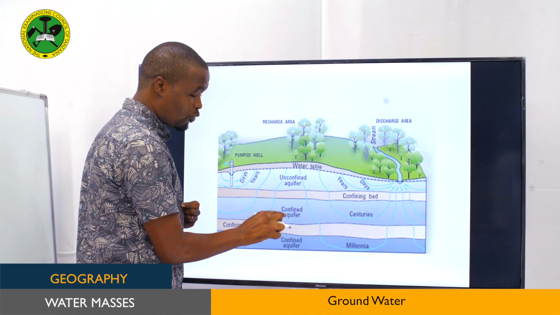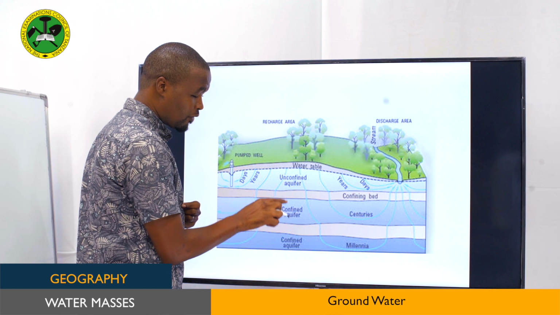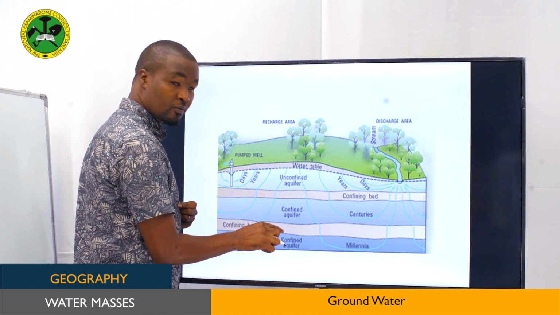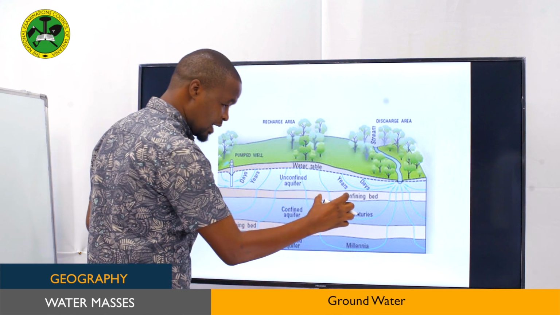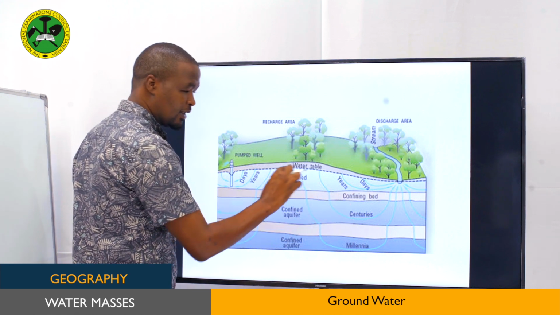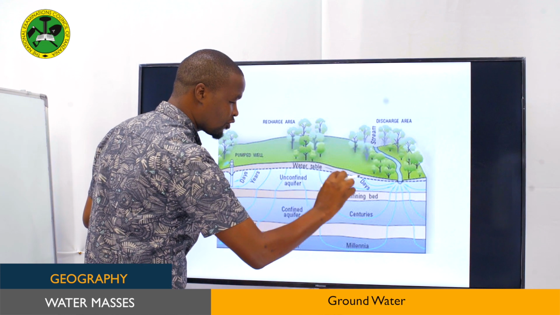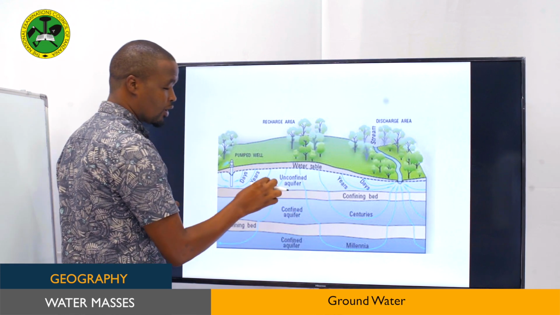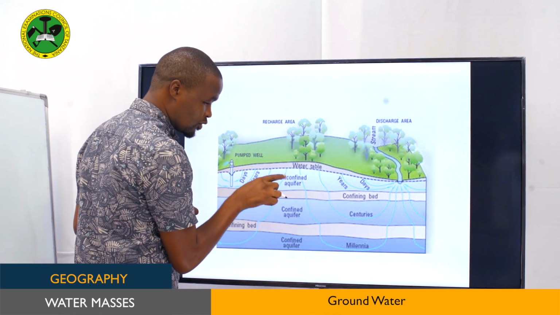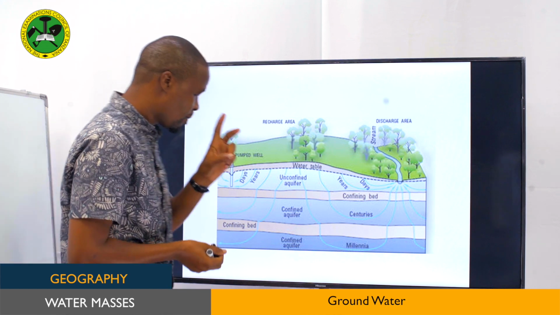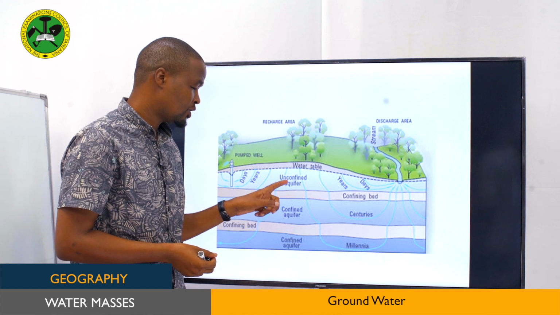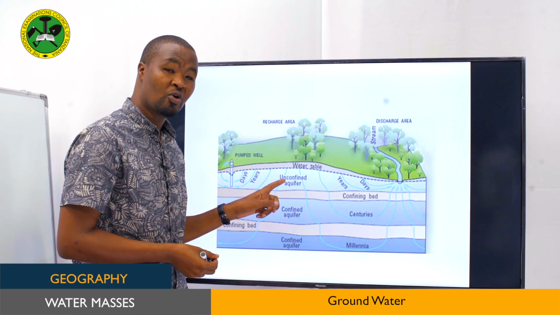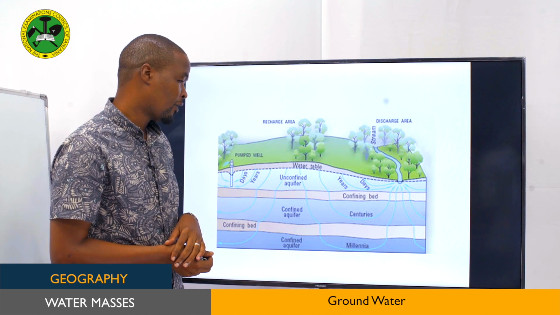So confined aquifer, as I said, refers to the aquifer which is overlain by two hard rocks. Are we together? Then unconfined aquifer refers to the aquifer overlain by the hard rock and the soft rock. As you can see right here, we have the soft rock, and this one is the aquifer. This is the hard rock. So the aquifer is overlain by two rocks. One is soft rock and the other is hard rock. This type of aquifer, we call it non or unconfined aquifer.